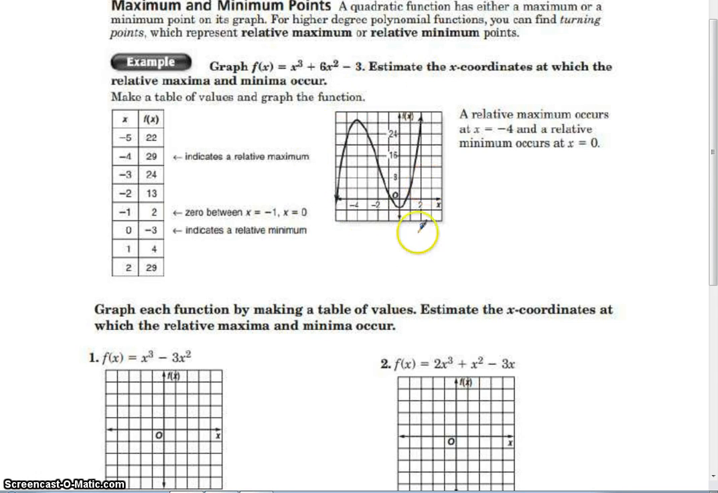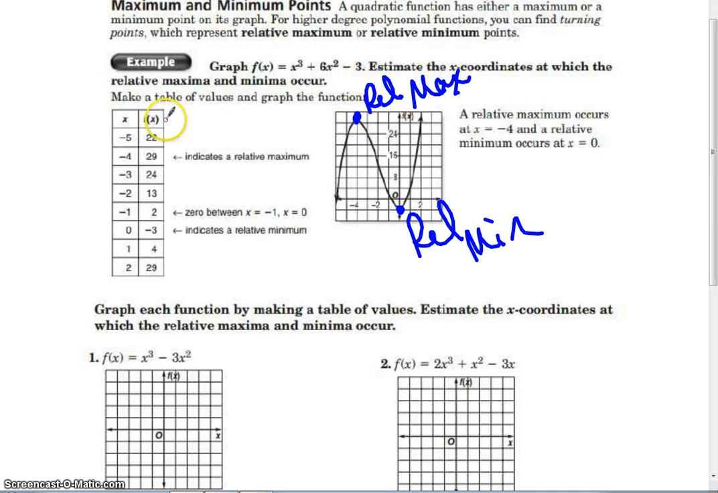So for example, this one, you don't have an overall maximum or minimum because it goes forever up and down. But for this area, I have a relative maximum. And for this area, I have a relative minimum, okay? And what you do is you look and you see it's getting bigger and then it gets smaller. So this must be a changing, okay? And then we know we're going to have a 0 here. We know we're going to have a 0 here.